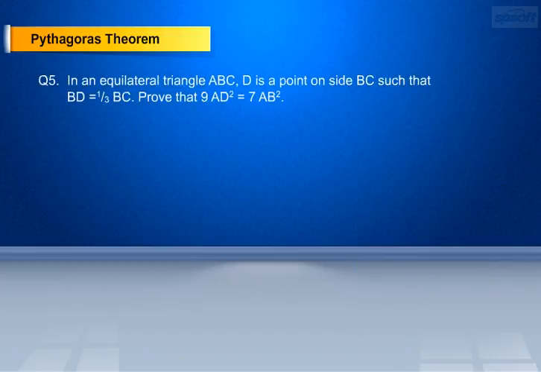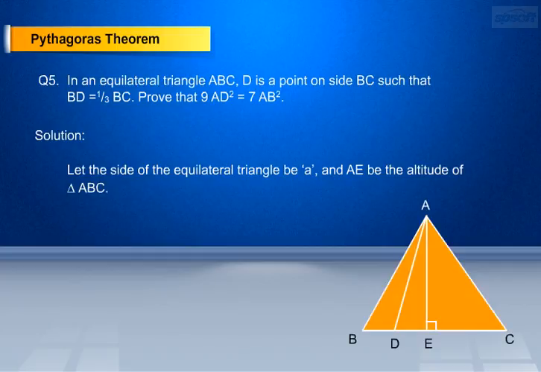Question 5. In an equilateral triangle ABC, D is a point on side BC, such that BD equal to 1 by 3 BC, prove that 9AD square equal to 7AB square. Solution. Let the side of the equilateral triangle be A, and AE be the altitude of triangle ABC. Therefore, BE equal to EC. This is because the altitude of a triangle divides the side into two equal parts.